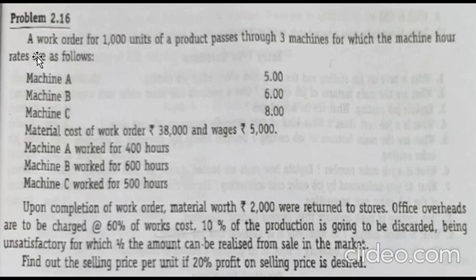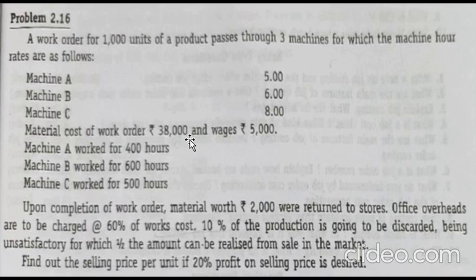We will be discussing problem 2.16 in this video. So the problem goes like: a work order for 1000 units of a product passes through 3 machines for which the machine hour rates are as follows. Machine A 5 rupees. So these are the machine hour rates. For machine B it is 6, for machine C it is 8.